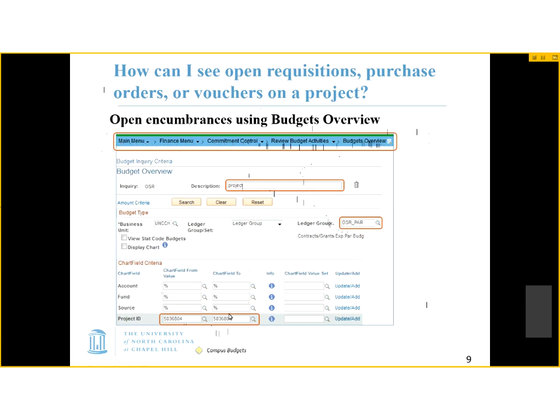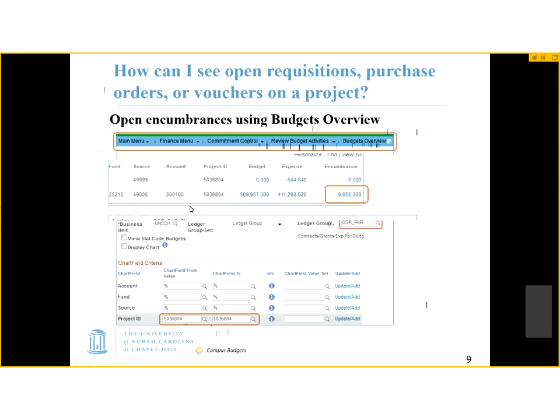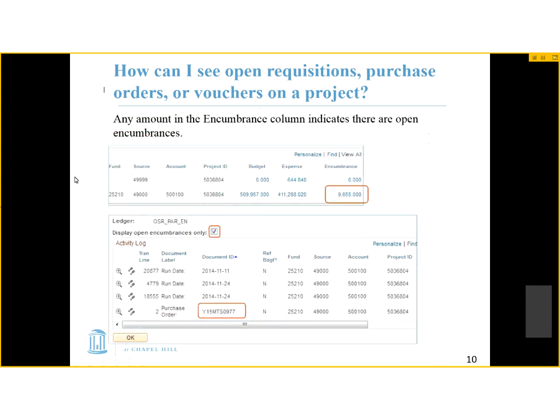So 3 fields, well technically 4 that we completed. And once you click the search button, then what appears is this screen right here. This is giving you your budget information. So I'm saying that I've got about $500,000 on this budget. I've spent about $400,000. And then I've got an amount under the encumbrance column.